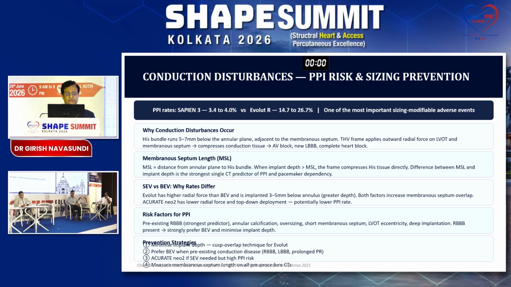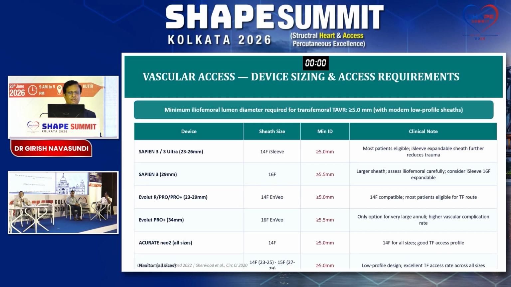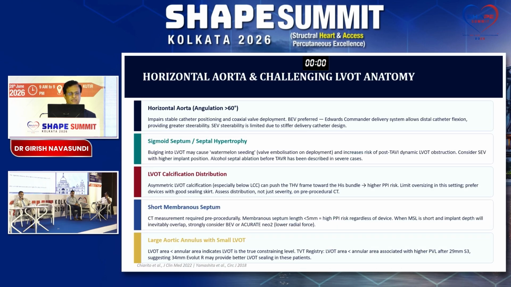The sizes have been reduced to have fewer pacemakers, better performance of the valve, good gradients and durability. When you go to a slightly challenging situation, such as sigmoid septum or septal hypertrophy, you can consider alcohol ablation prior to the procedure. Otherwise, there's always a melon-seeding effect, where the valve may move up slightly. So in this case, you can use a self-expanding valve and go a little deeper.